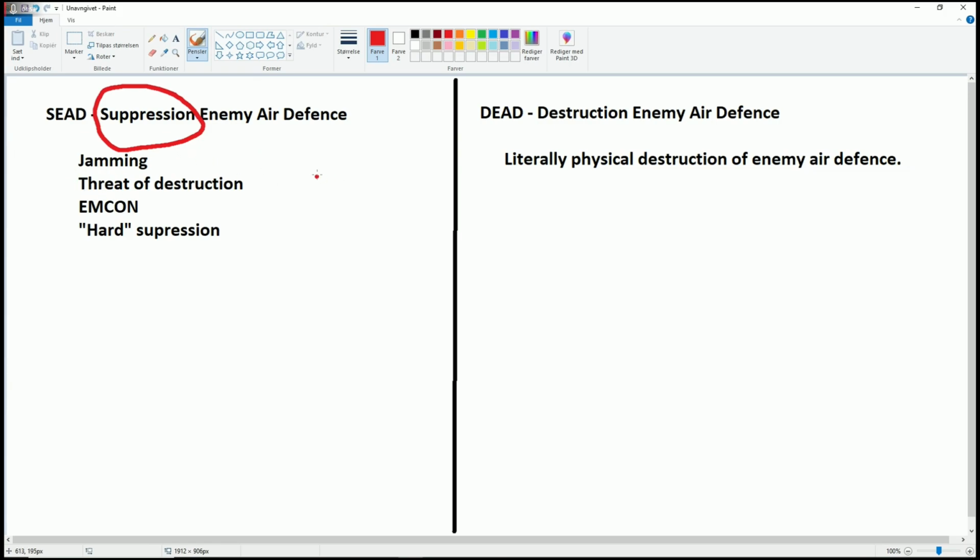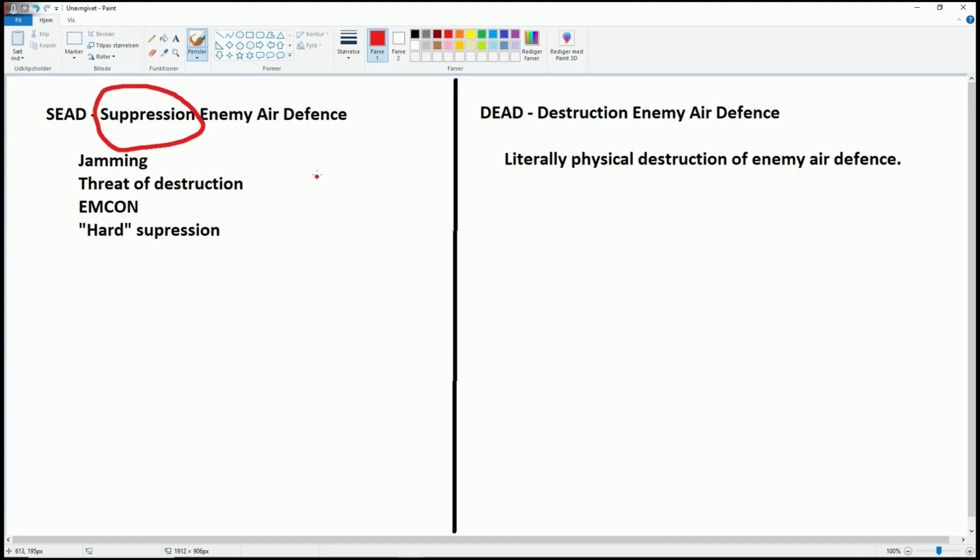How can you do that? Well, you can do it with HARM missiles or anti-radiation missiles. The purpose of SEAD is often confused with DEAD when they fire a HARM or anti-radiation missile. That is not the case.